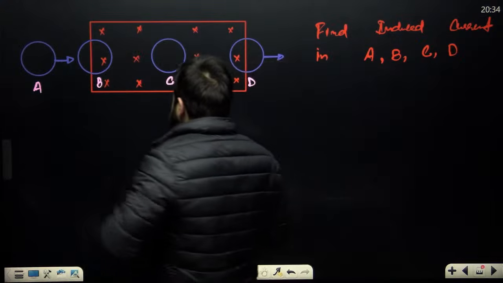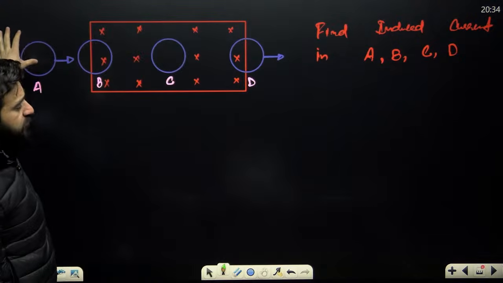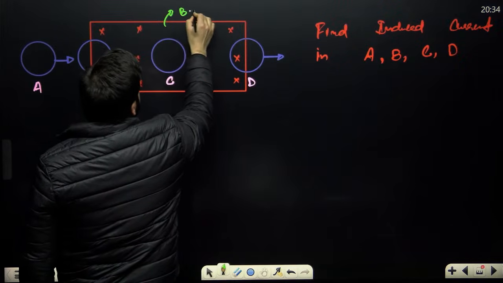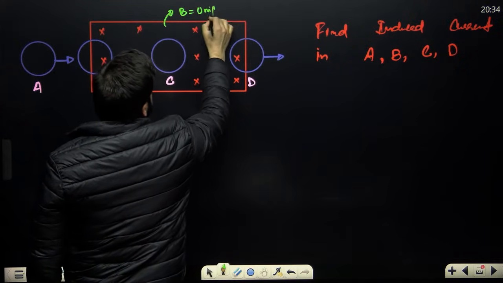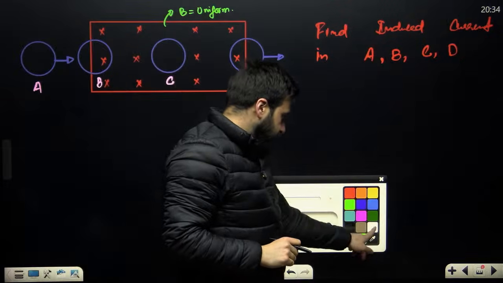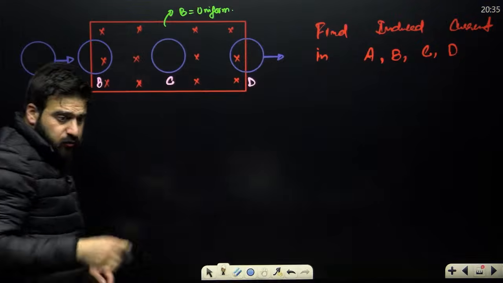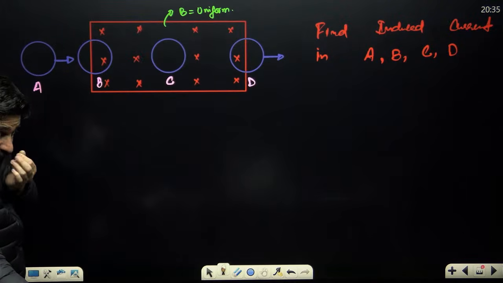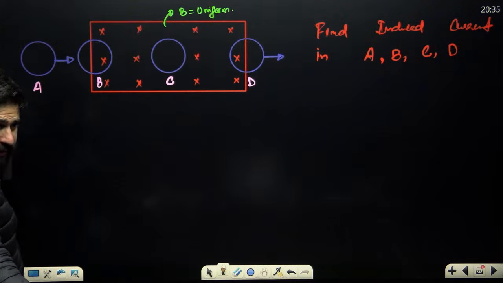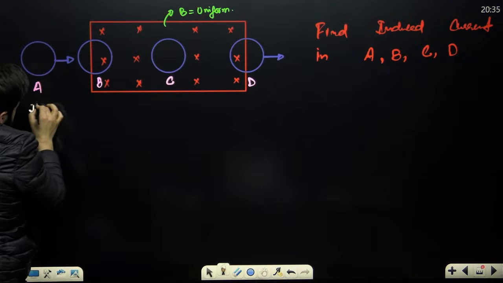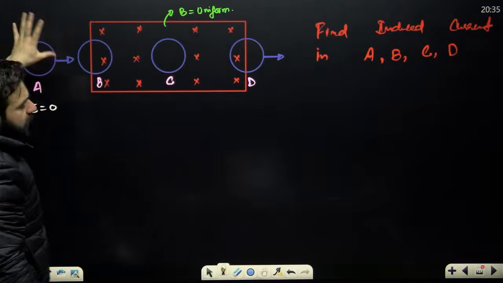Now take a look. This is a circular loop which is moving in a constant, uniform magnetic field. So when this circular loop moves in a uniform magnetic field, my dear NEET aspirants, what will be the current at point A? I would say current at point A is 0. No current will flow through the loop.